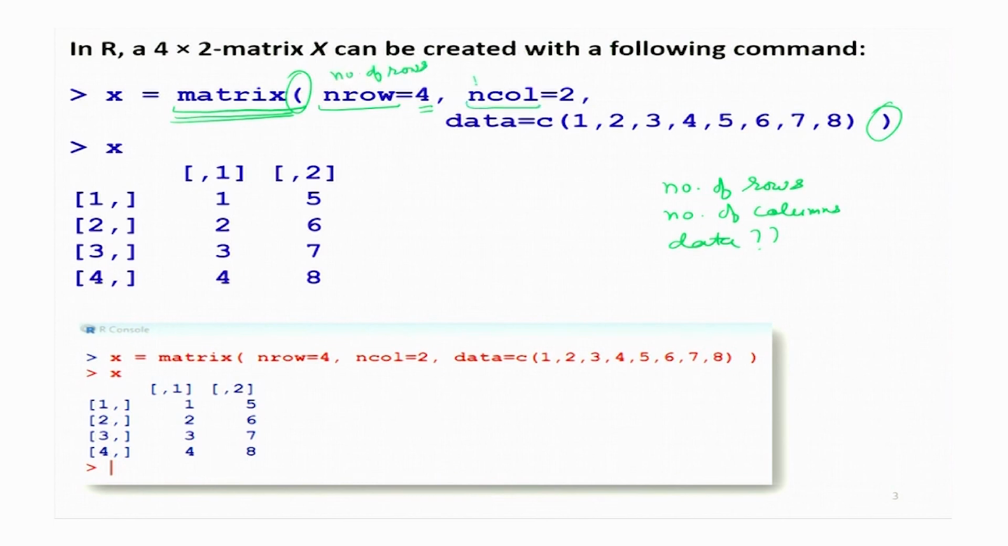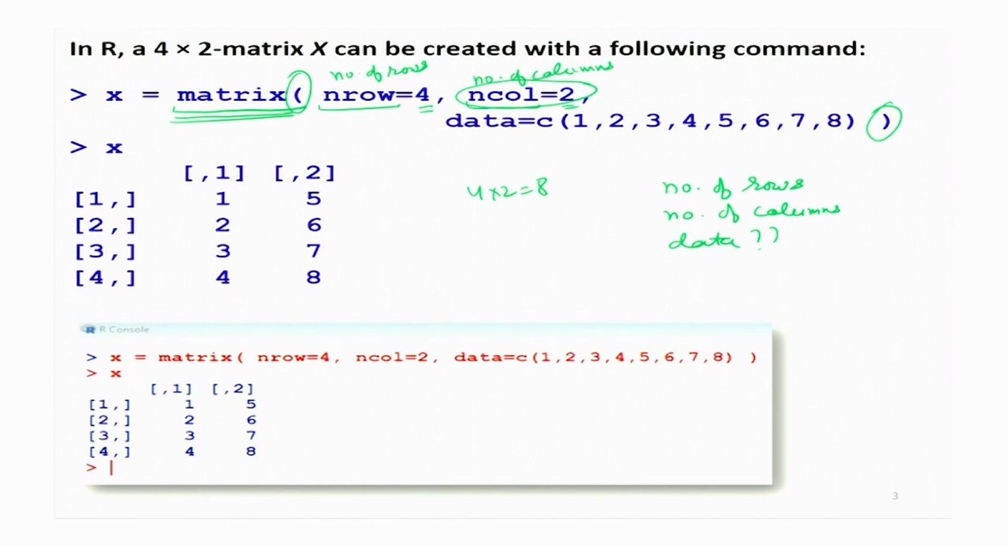Similarly, in order to specify the number of columns in the matrix, we have the command ncol, which is the number of columns. If you write ncol equal to 2, this will indicate that there are going to be 2 columns in the matrix. Now, when you have 4 rows and 2 columns, you need 4 into 2 is equal to 8 data values to be arranged inside the matrix in rows and columns.